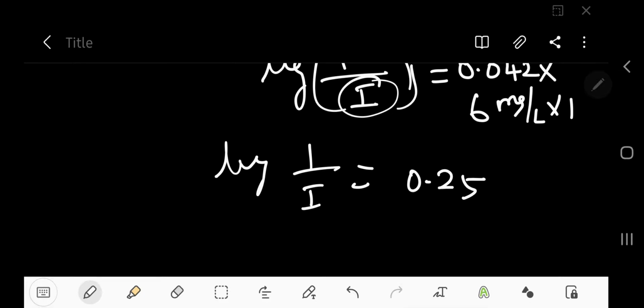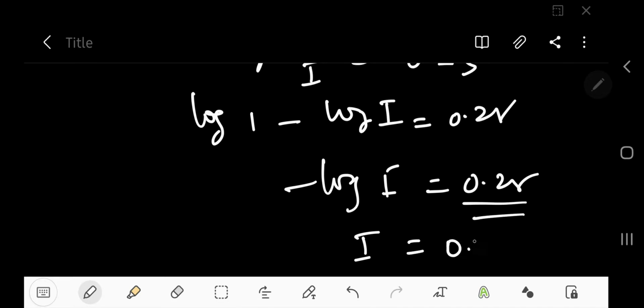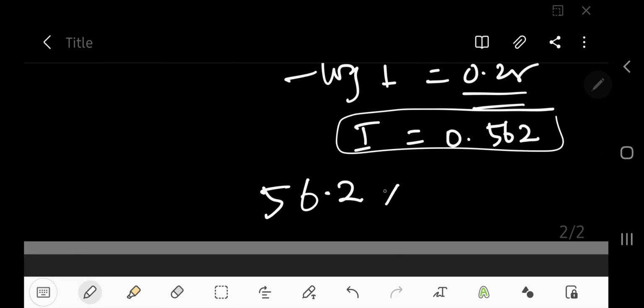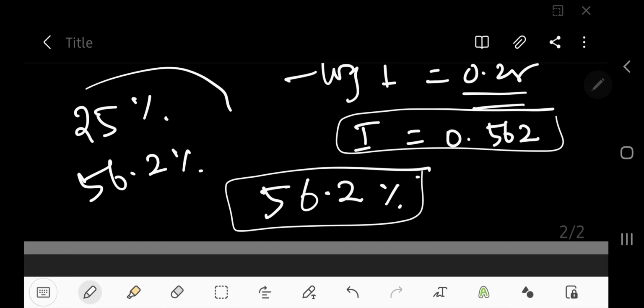Which is 0.25, and simplifying this will give you log 1 minus log I equal to 0.25. Log 1 is 0, so minus log I is equal to 0.25. I is equal to the anti-log of 0.25, which gives 0.562. This is the transmittance, and converting it into percentage gives you 56.2 percent. So this obeys Beer-Lambert's law. For 3 mg per liter, it transmits 75% and absorbs 25%. When the concentration increases to 6 mg per liter, it absorbs 56.2%.